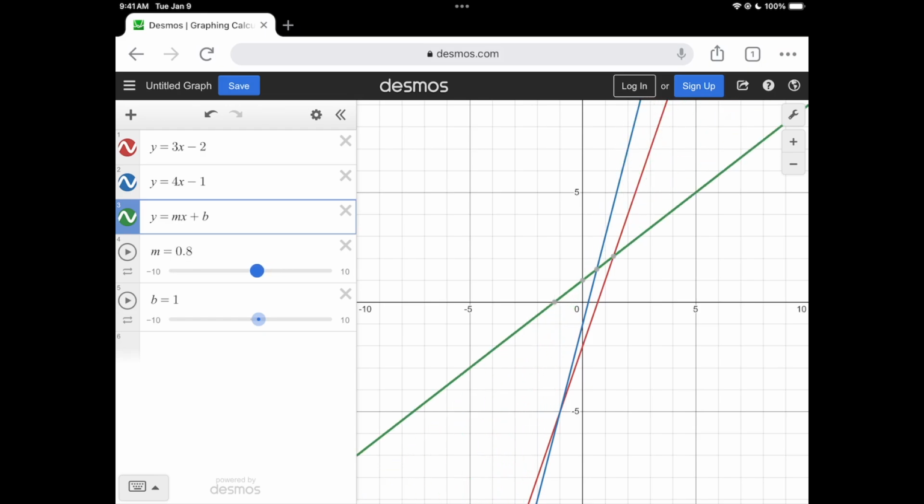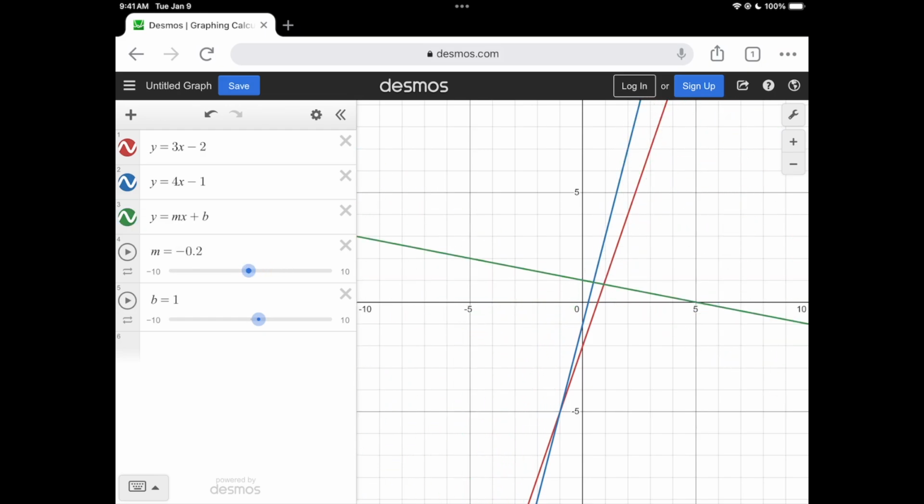So I can make it big, I can make it negative, and then if I change the b slider, it'll move my line up and down because I'm changing the y-intercept. So that is going to be very useful for what we're going to be doing today.